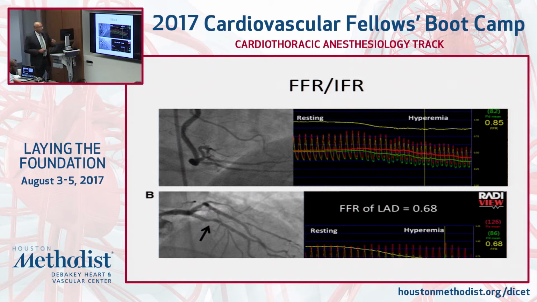Okay? There is also another new technology called IFR. IFR is where we don't have to inject adenosine, but we get a catheter-based diastolic pressure waveform differentiation. And in that one, the number is 0.89. IFR is a relatively new tool. You're not going to see that much yet. Very few labs around the country have it. But what you're going to see a lot is FFR.